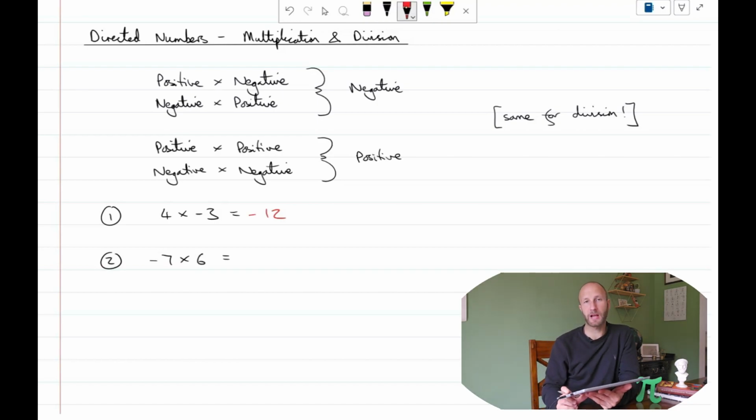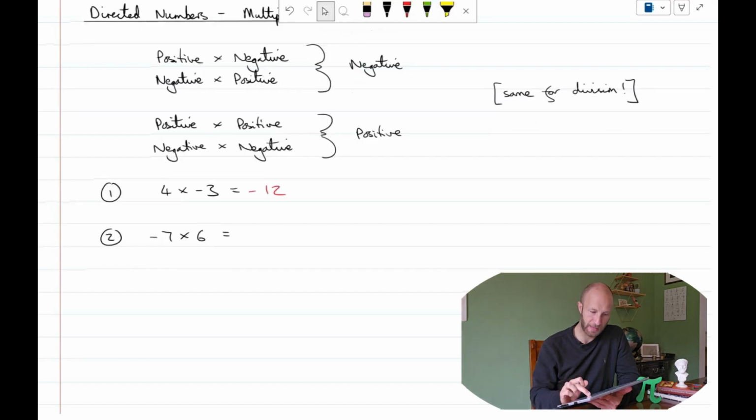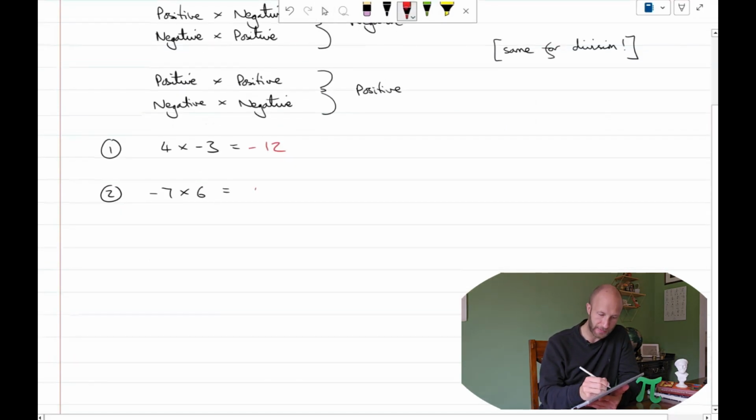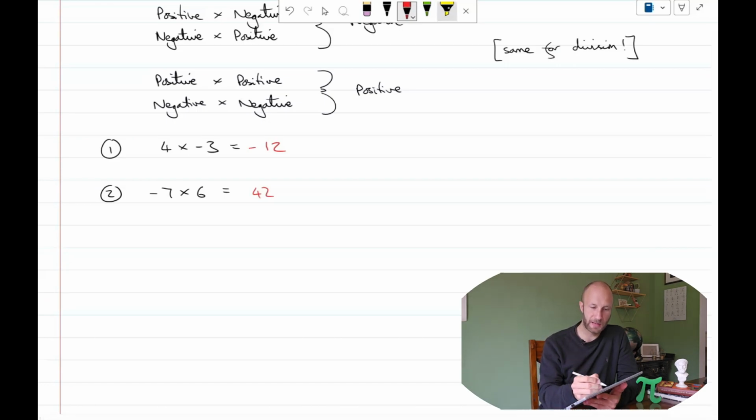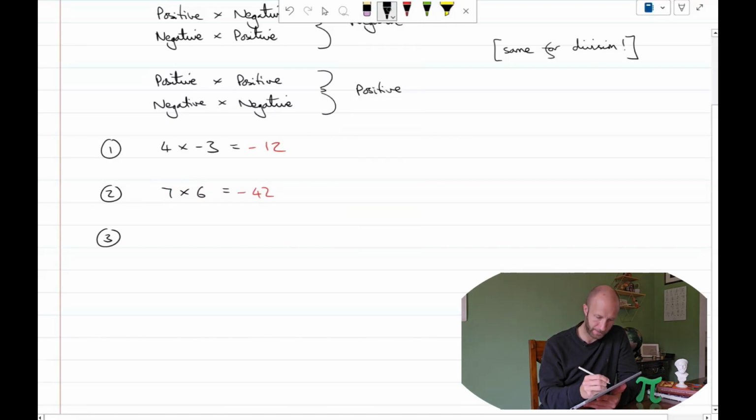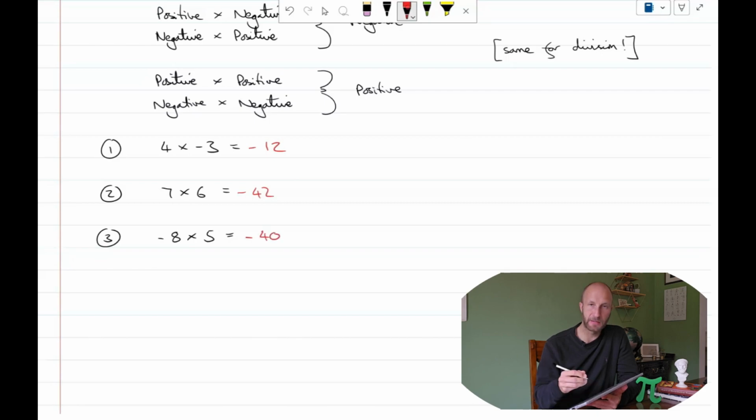And again, really important that you know your times tables for this, otherwise you just can't do it. -7 times 6, so 7 sixes are 42. But because I've got one negative sign in front of the 7, my answer will be -42. Next, -8 times 5, a -8 times a +5, will be -40. I still get my 8 times 5 value, which is 40, but because I've got one negative in there, I end up with a negative answer.